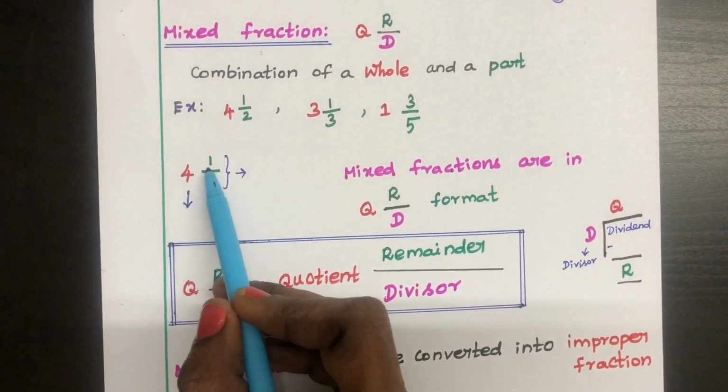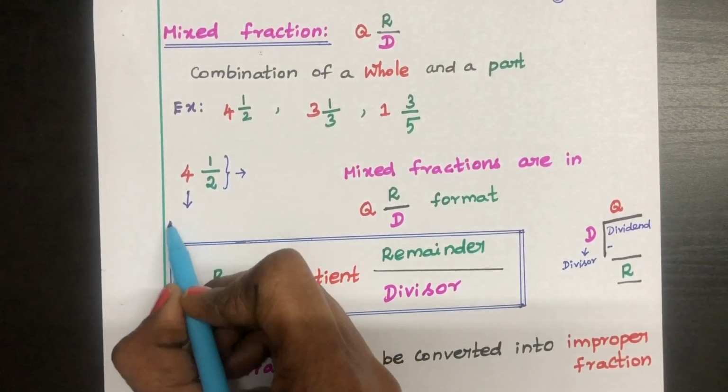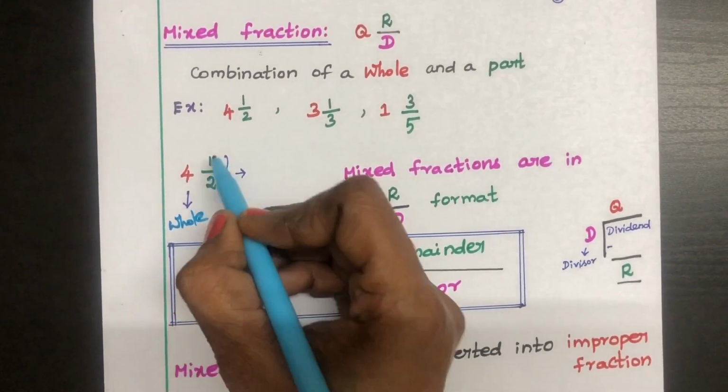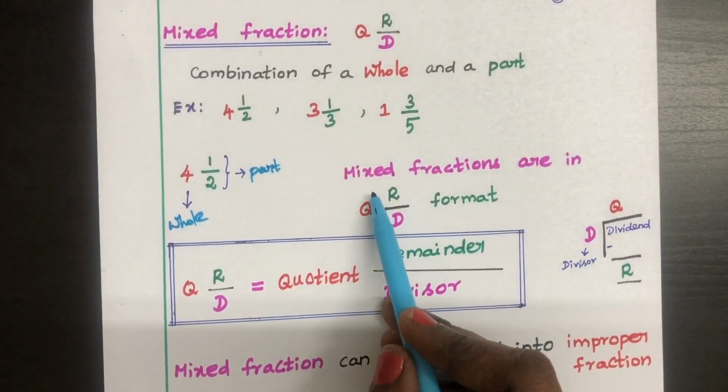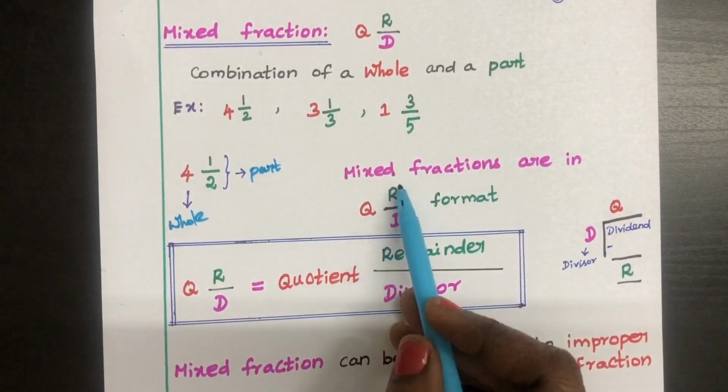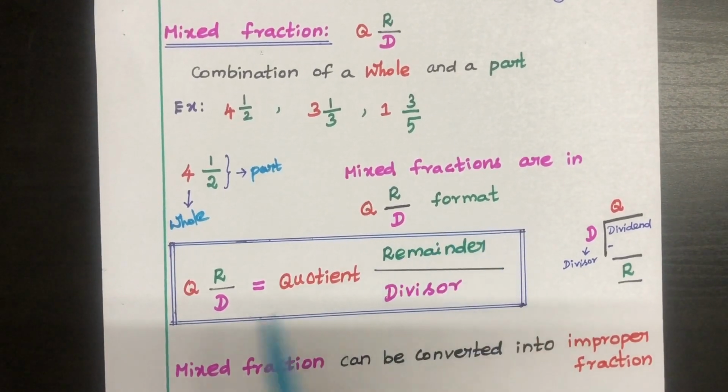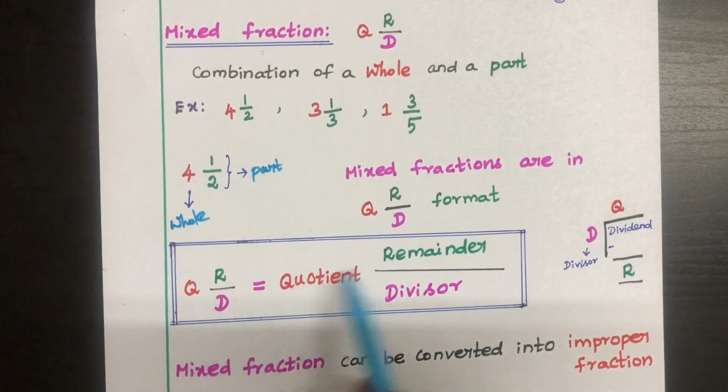See here, 4 1 by 2. This 4 is the whole, and this 1 by 2 is the part of a whole. Now mixed fractions are in Q R by D format. What is Q R by D? Q means quotient, R means remainder, and D means divisor.